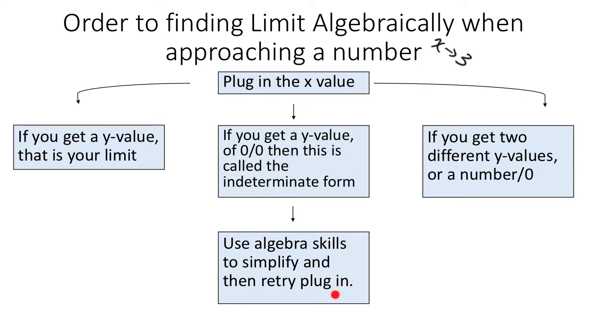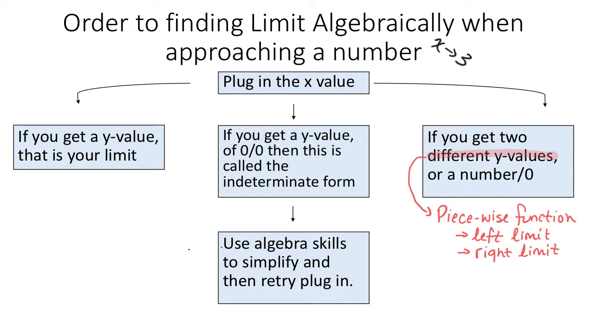The algebra skill that we're going to focus on for this video is factoring. And the last option is if you get two different y values or a number over 0. The two different y values can only come from a piecewise function. And what happens is you're having to check two different sides of that to see if they're the same. So you'll have to check both a left limit and a right limit.